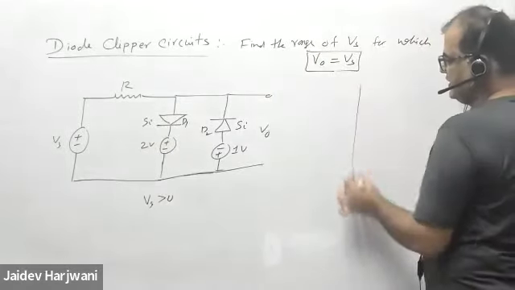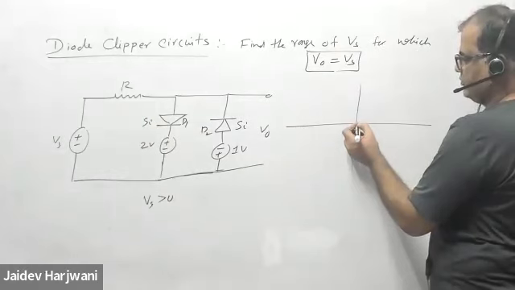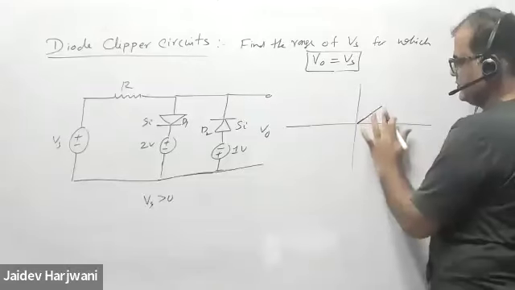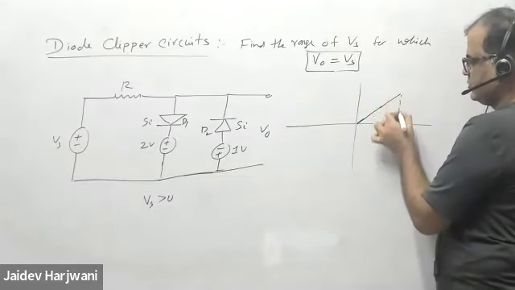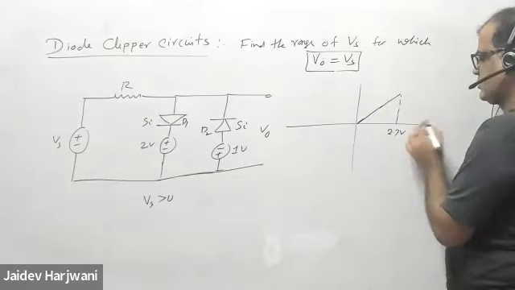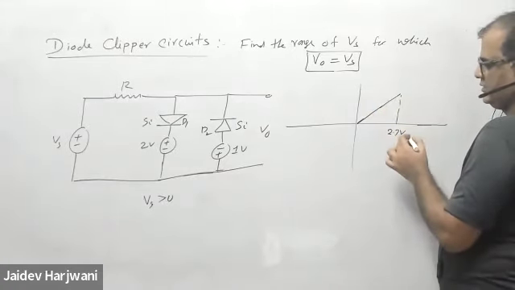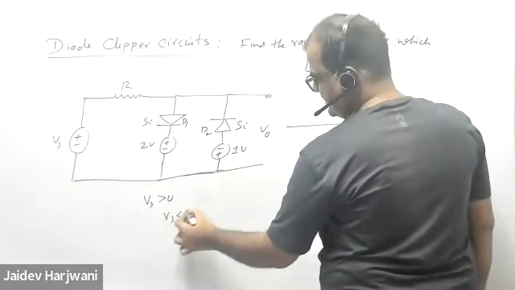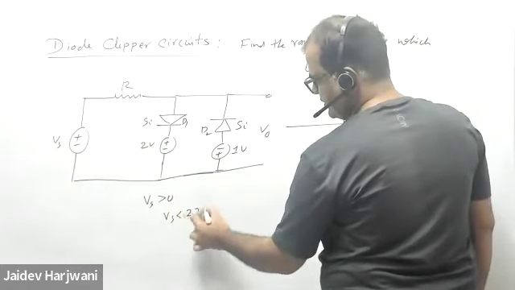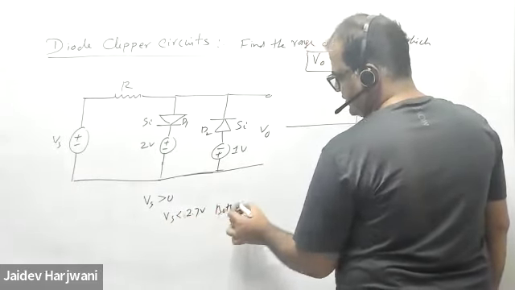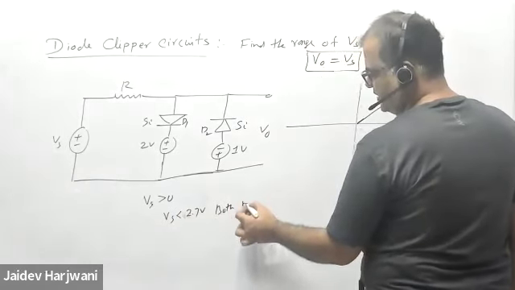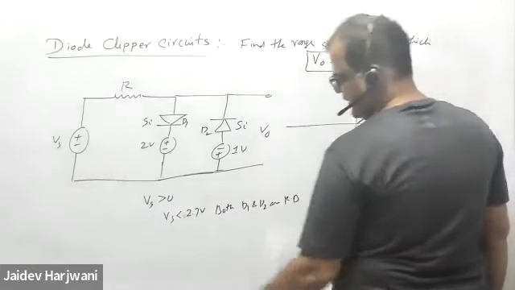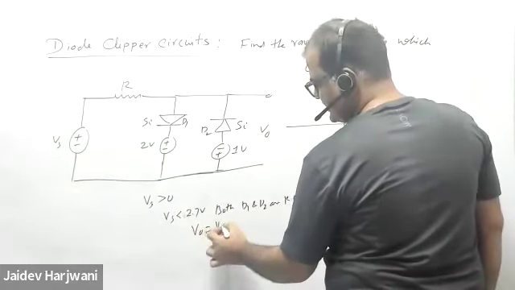So you can plot a curve like this. For positive values of Vs up to 2.7 volt, both are open. Until Vs is less than 2.7 volt, both D1 and D2 are reverse biased. And so V naught equals Vs.